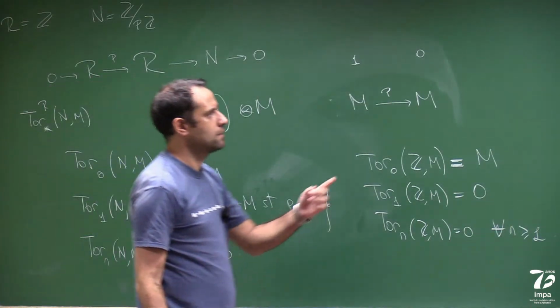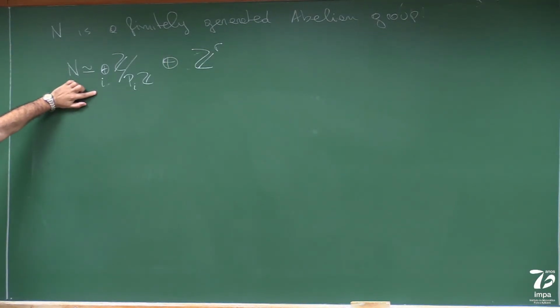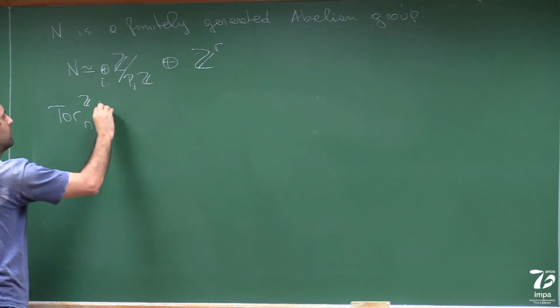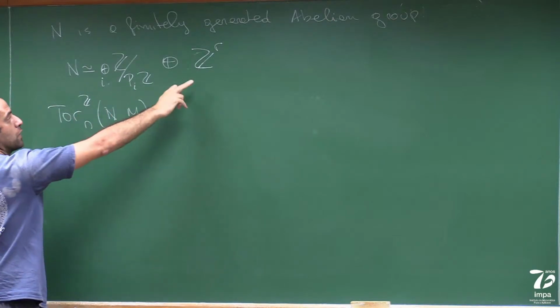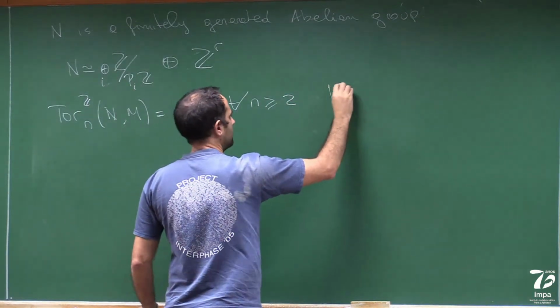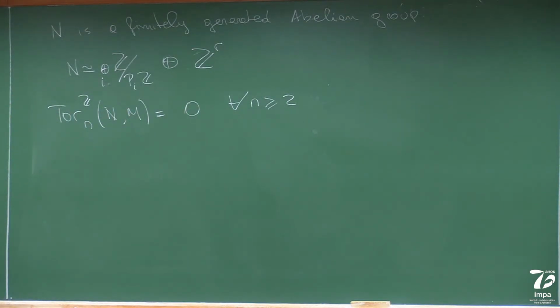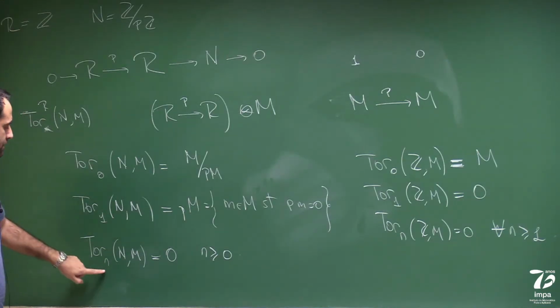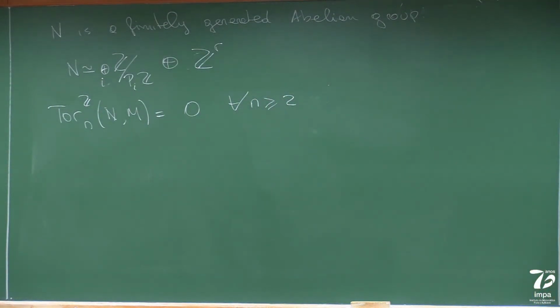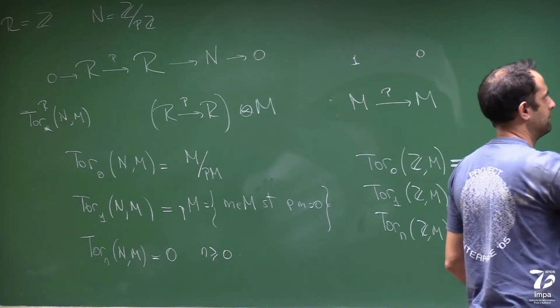So what I see is that since Tor is a homology functor, it commutes with finite sums. More generally, we've already proven that it commutes with filtered colimits. In particular, it commutes with finite sums. Then Tor_n(N, M) is a direct sum of Tors for each one of these guys. In particular, it is 0 for every n bigger or equal than 2, because it is 0 for each one of the summands, and it's 0 for each one of these free ones. And Tor_1 is going to be just the direct sum of all the p^i torsion of M for each i. Okay. So that's one thing we have.